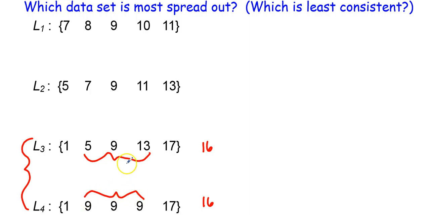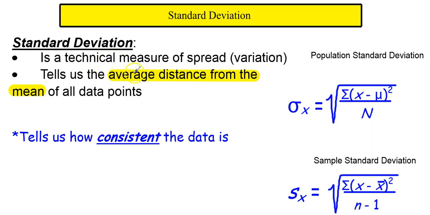So these two, obviously two different data sets. The range doesn't tell us what's going on in the middle. So we need another measure, and that's when we got to standard deviation. So standard deviation is a little bit more precise measure of spread. And we looked at two different versions of this.